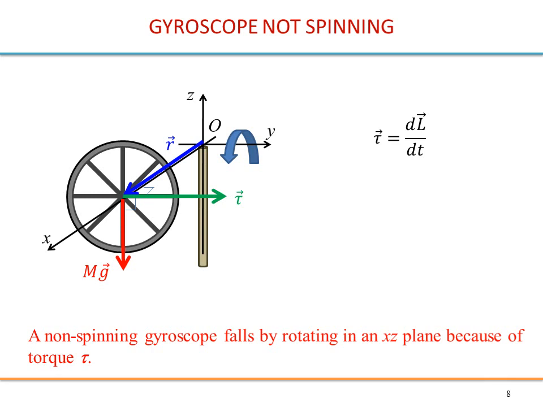Next we are going to see what happens when this wheel is rotating at a very high speed. While we are at it, let's just calculate the magnitude of that torque. It's of course r mg, and the angle is 90 degrees, so the sine is 1, so it's mg r.